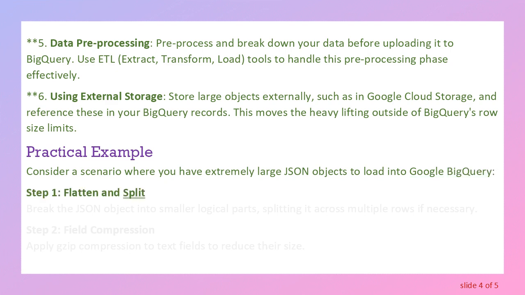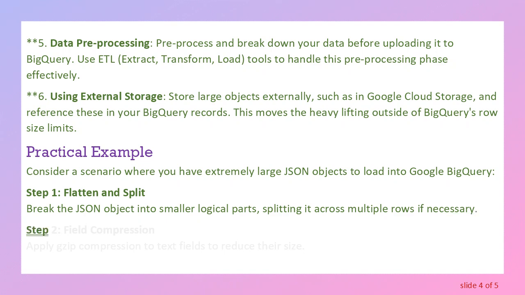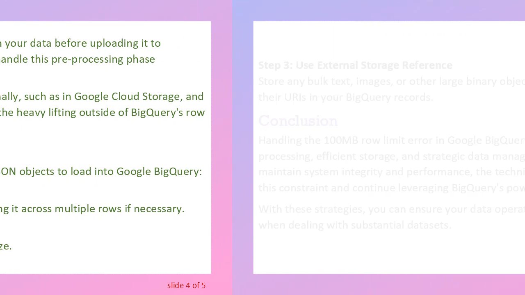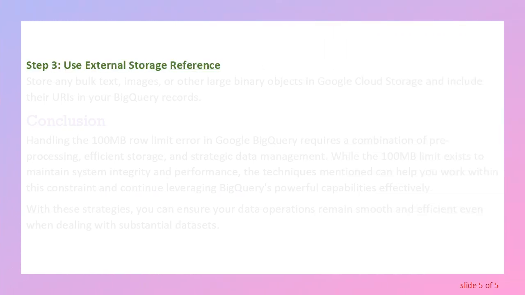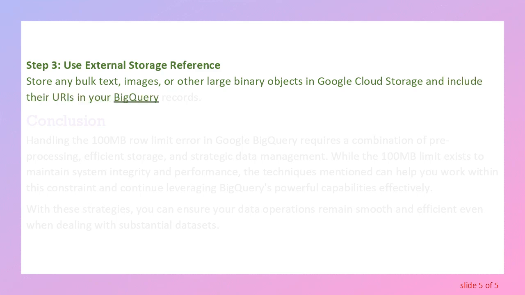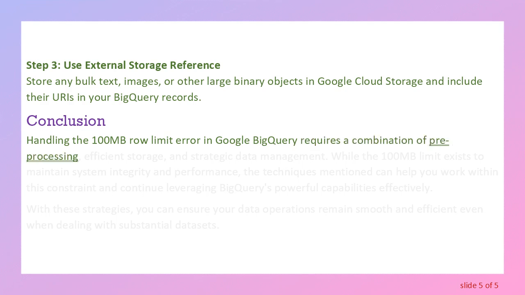Step 1. Flatten and split. Break the JSON object into smaller logical parts, splitting it across multiple rows if necessary. Step 2. Field compression. Apply zip compression to text fields to reduce their size. Step 3. Use external storage reference. Store any bulk text, images, or other large binary objects in Google Cloud Storage and include their URIs in your BigQuery records.